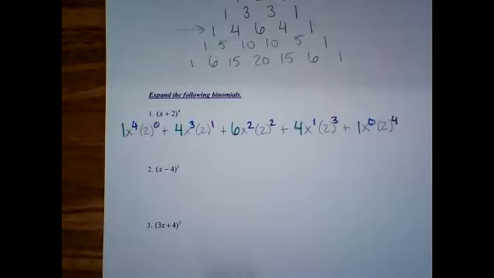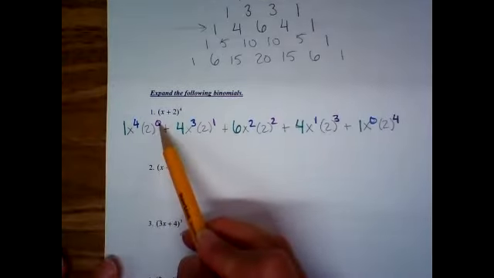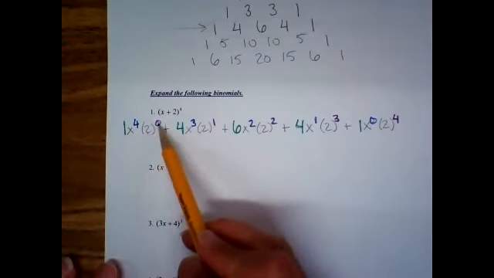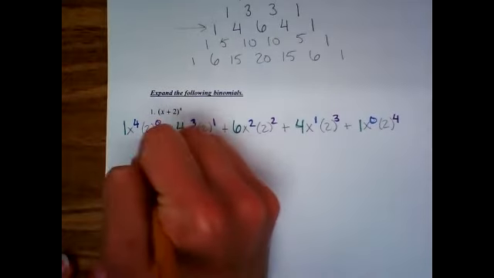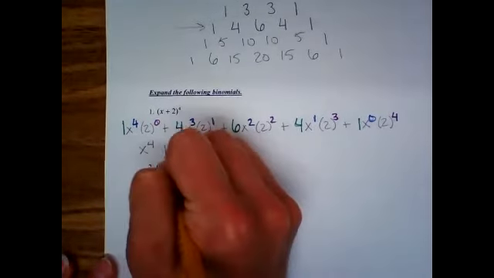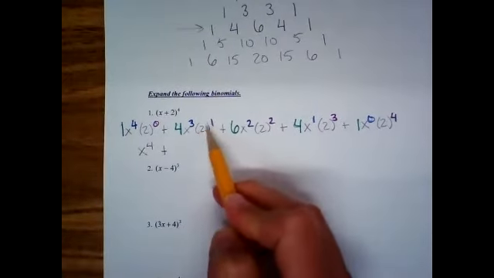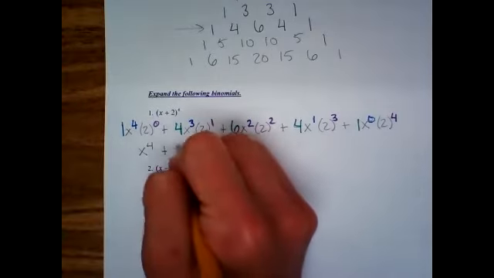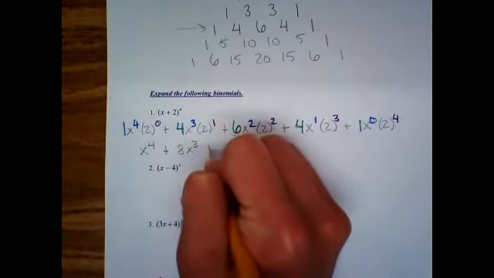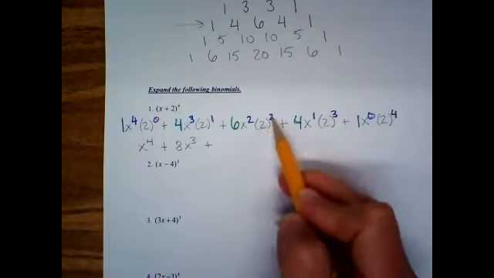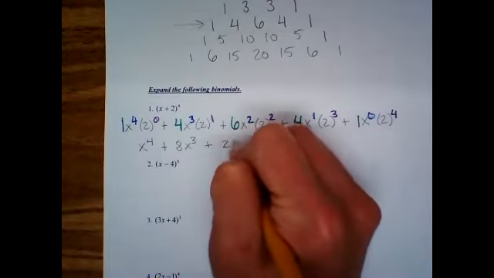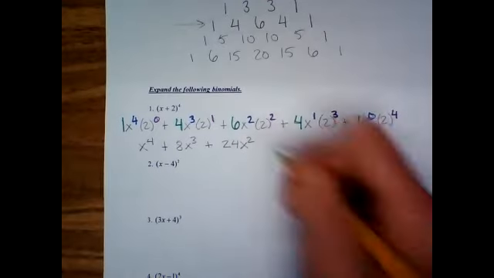So now we're going to reduce this. 2 to the 0 power. Anything to the 0 power is just 1, so you can kind of ignore that. And so this is just 1x to the 4th. Plus, all right, 2 to the 1st would be 2. 2 times 4 is 8, so 8x cubed. Plus 2 squared is 4. 4 times 6 is 24, so 24x squared.